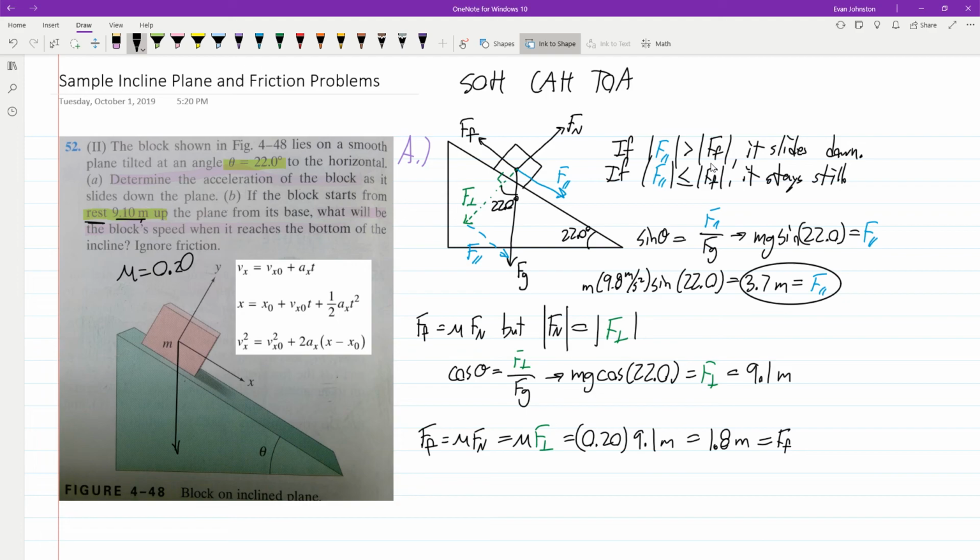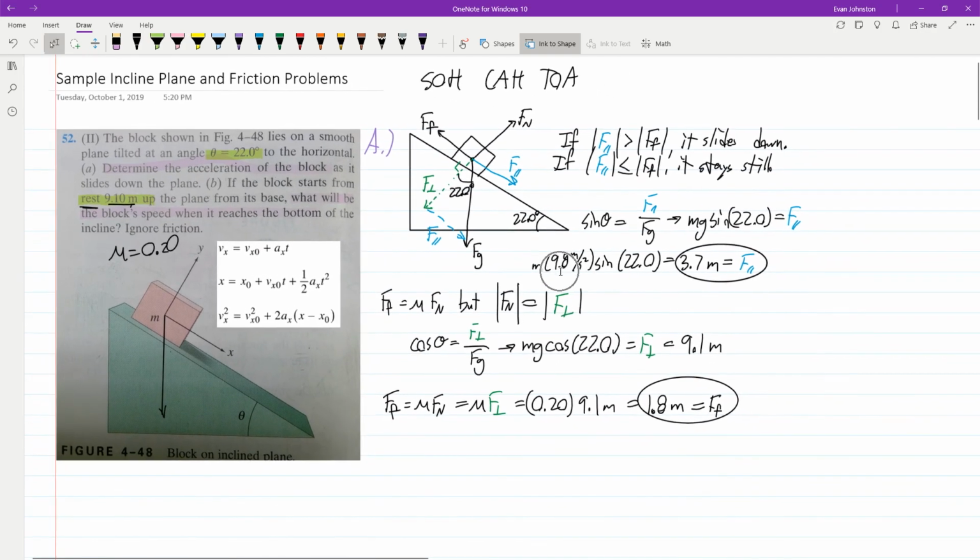So now what we've done is we went through quite a few steps already, but now we found the size of this guy, we found the size of this guy. So now we can compare and go, hey, this one's bigger, and if the parallel force is bigger, the box is going to move downhill. So now, how quickly is it going to move downhill? Well, we just need to find our net force.